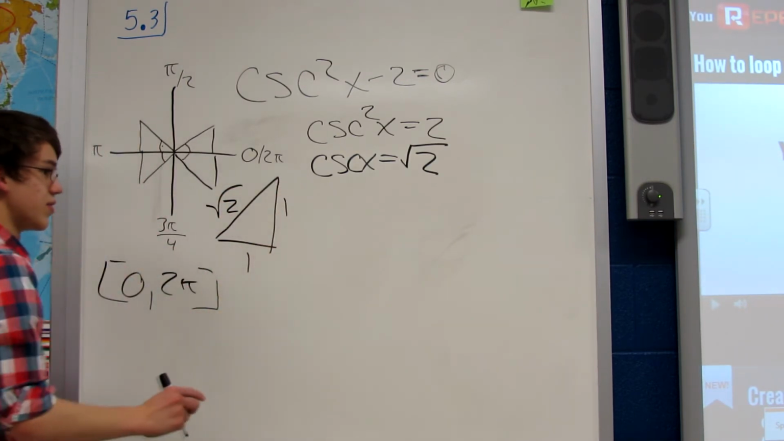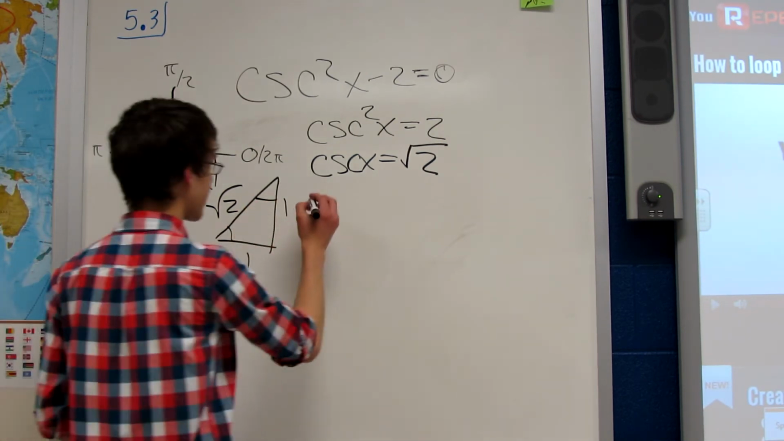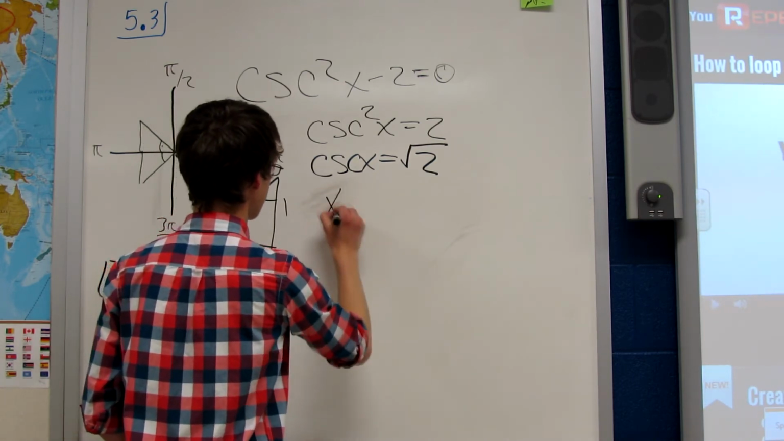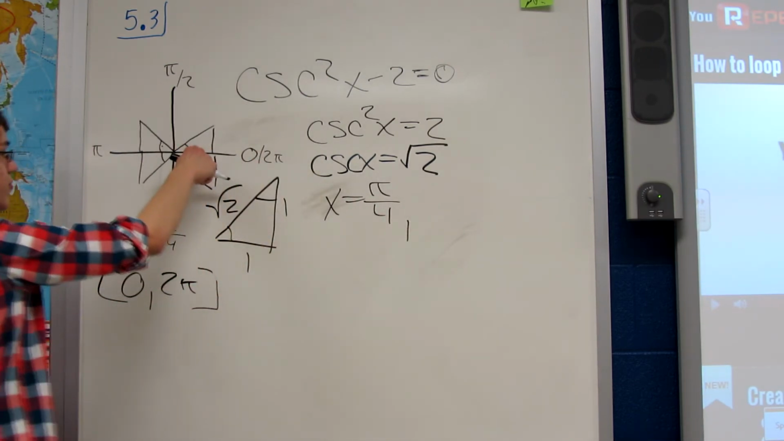And cosecant is the opposite of sine, so it's hypotenuse over opposite, so either one of these 45 degrees angles will work. 45 degrees in radians is pi over 4. So this is pi over 4 here.